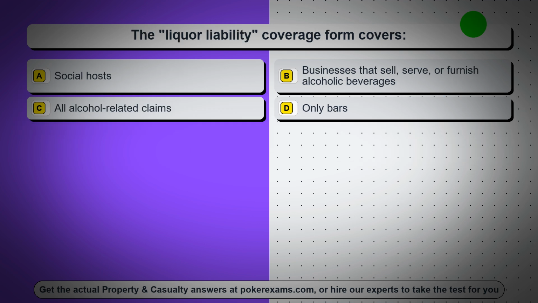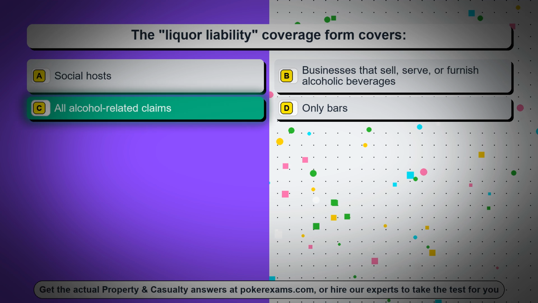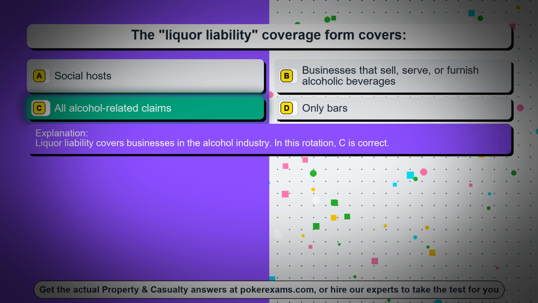Question 79. The liquor liability coverage form covers: option A, social hosts, option B, businesses that sell, serve, or furnish alcoholic beverages, option C, all alcohol-related claims, option D, only bars. The correct answer is option C, all alcohol-related claims. Liquor liability covers businesses in the alcohol industry. In this rotation, C is correct.